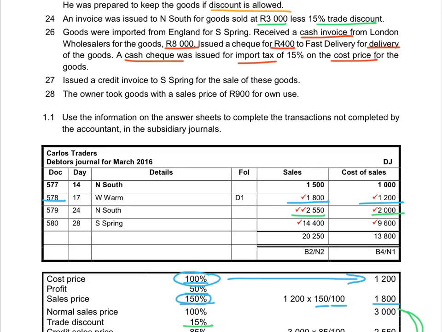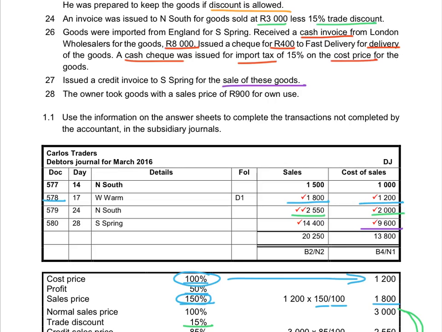Issued the invoice to Spring for the sale of these goods. So it means this entry will be recorded in the debtor's journal because it's a credit transaction. And we will indicate that the cost price of the goods is the total amount that we paid for the goods. So that's the purchase price, delivery cost, and import duties.